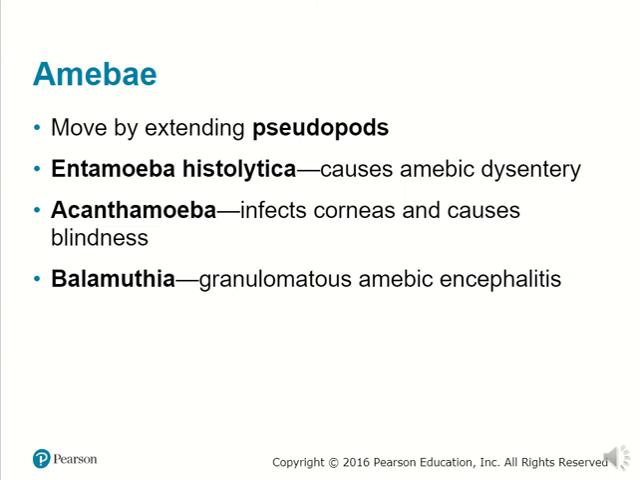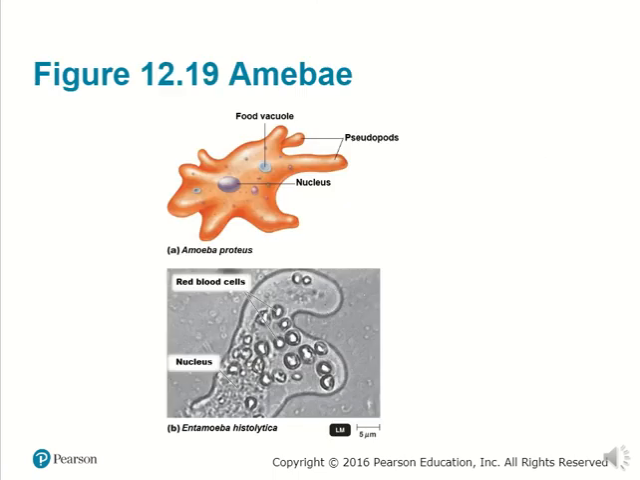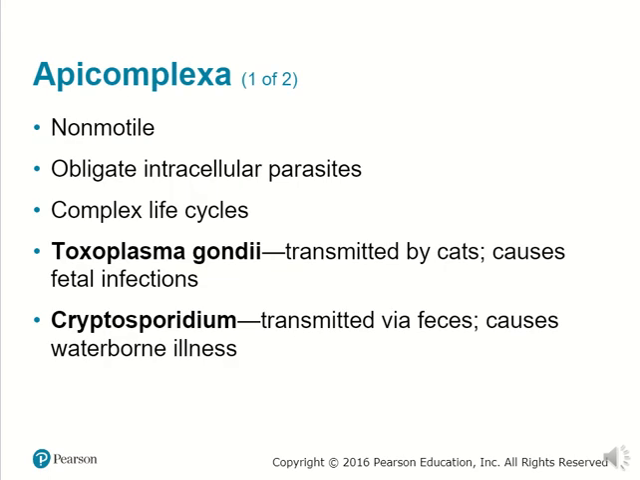There is Acanthamoeba, which infects corneas and causes blindness. There's also Balamuthia, which causes granulomatous amoebic encephalitis, or inflammation around the head. Those are the amoebae.